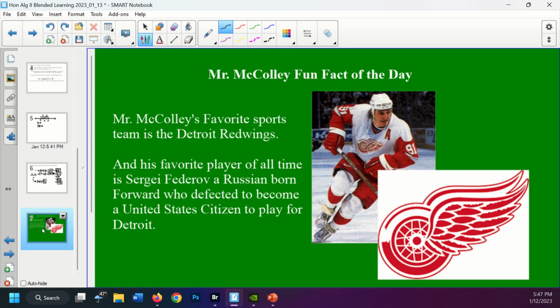But to finish it off, let's do something a little bit interesting. The McCully fun fact of the day: Mr. McCully's favorite sports team is the Detroit Red Wings. His favorite player of all time is Sergei Fedorov, a Russian-born forward who defected to the United States to become a citizen and play for the Detroit Red Wings. He won 3 Stanley Cups with the Wings.